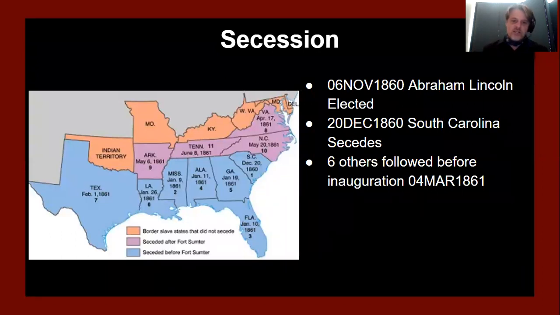Secession first started in December 1860 with South Carolina, and then moved through all the southern states, or seven southern states, before Lincoln took office in 1861. The inauguration was on March 4th, 1861. As soon as he was elected, they were starting to write up articles of secession in order to leave.